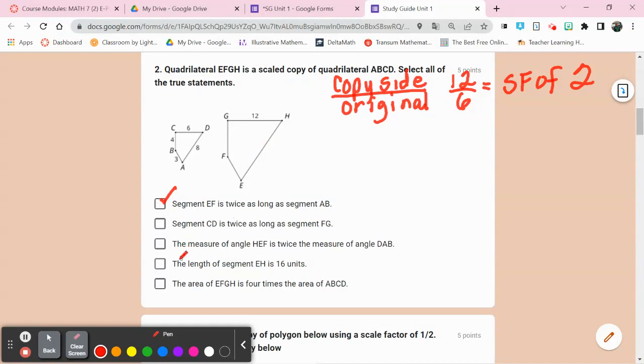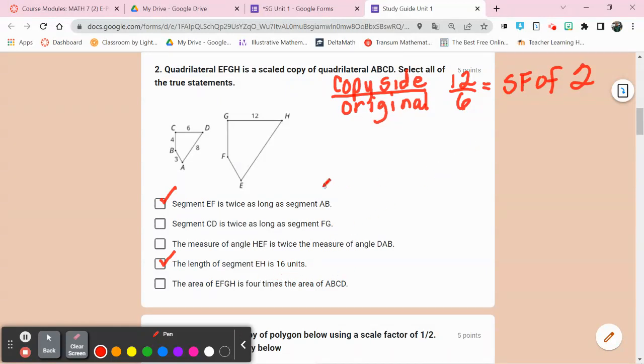All right, the length of segment E to H is 16 units. E to H is right here. So I look at its corresponding side, it's 8, and 8 times the scale factor of 2 is 16. That is a true statement. All right, the last question. You've got to check these carefully. Make sure you read it. The area of EFGH, the scaled copy, is 4 times the area of ABCD. Make sure you read it each time.